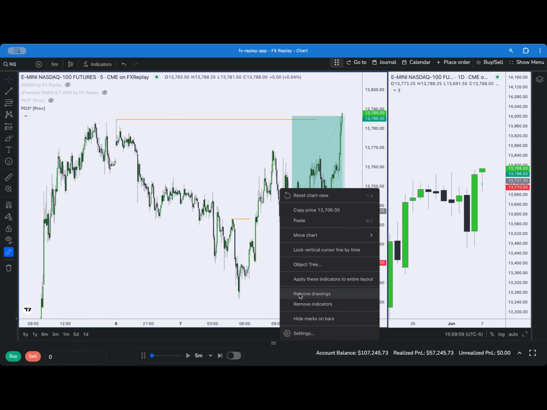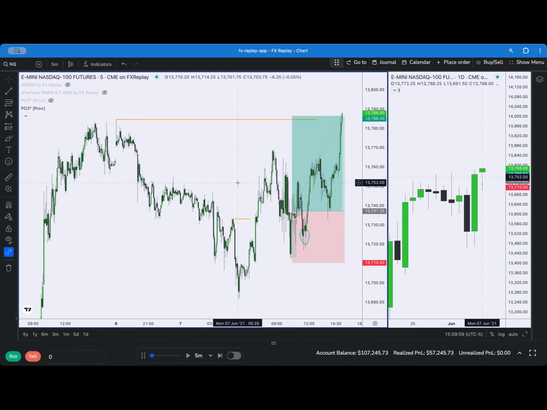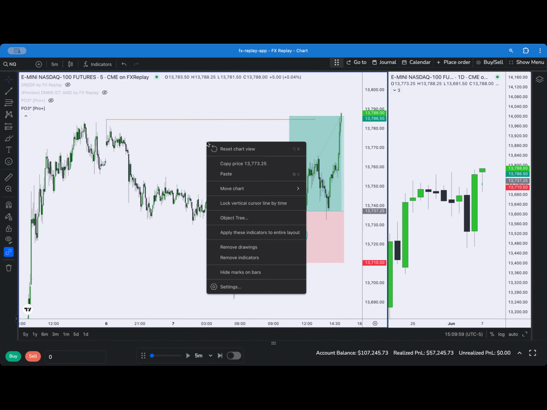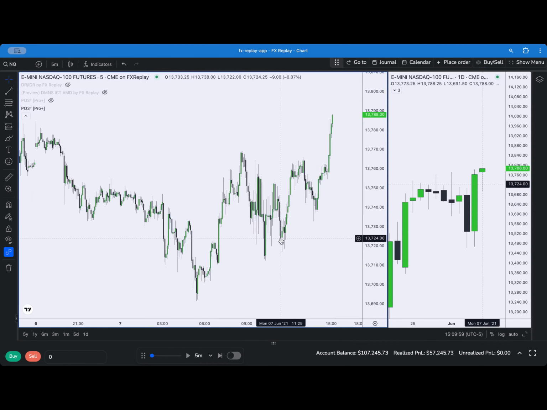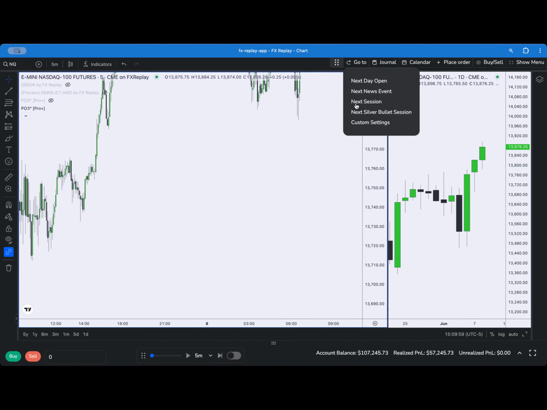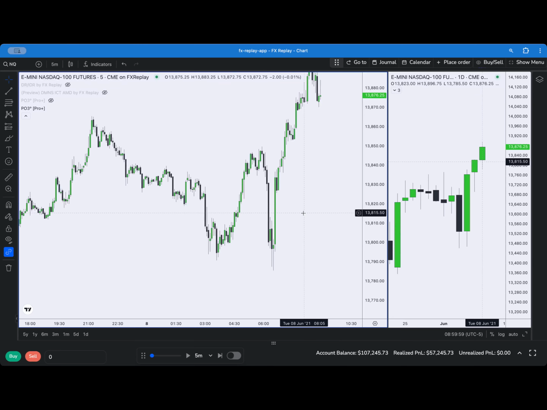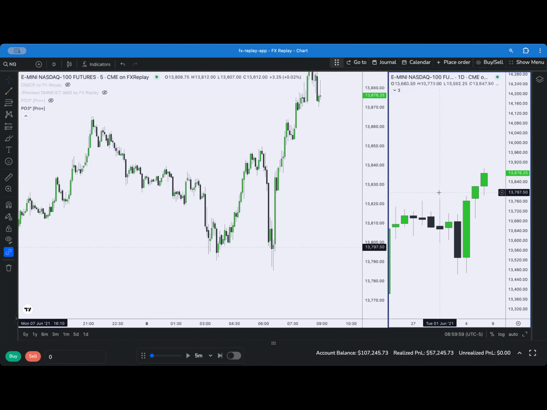Overall, really, really clean day. I really like this one. Again, this is the bread and butter. Internal, external. Okay, moving forward. Go to the next day open. I'm going to keep my bullish bias here. Go out on a limb.